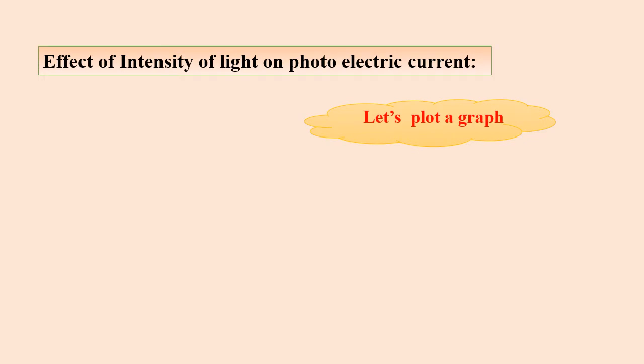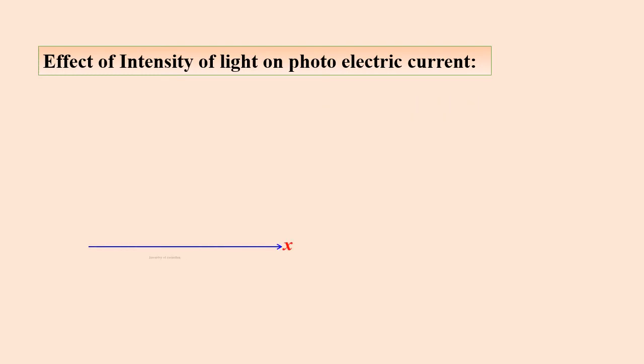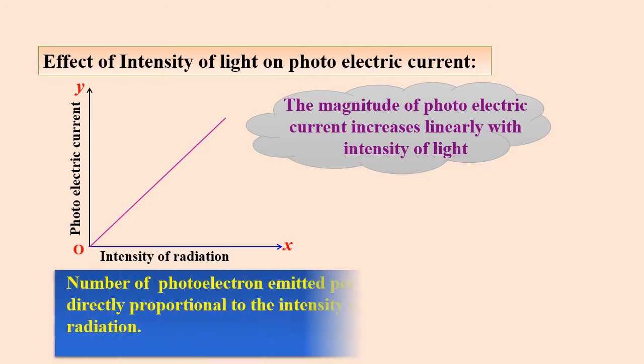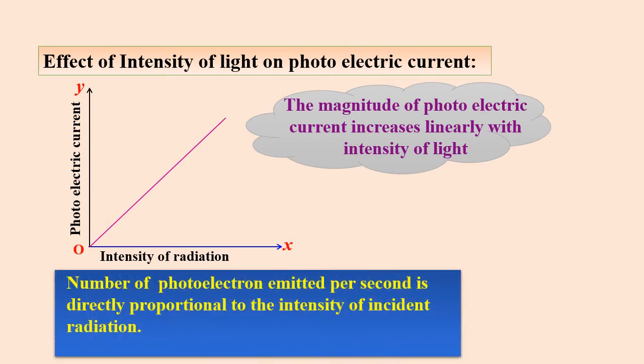Effect of intensity of light on a photoelectric current. Let's plot a graph. Along the x-axis, take the intensity of radiation; along the y-axis, the photoelectric current. The magnitude of the photoelectric current increases linearly with the intensity of light. That means if the intensity of light increases, the photocurrent magnitude also increases. So this is linearly increasing. The number of photoelectrons emitted per second is directly proportional to the intensity of incident radiation.